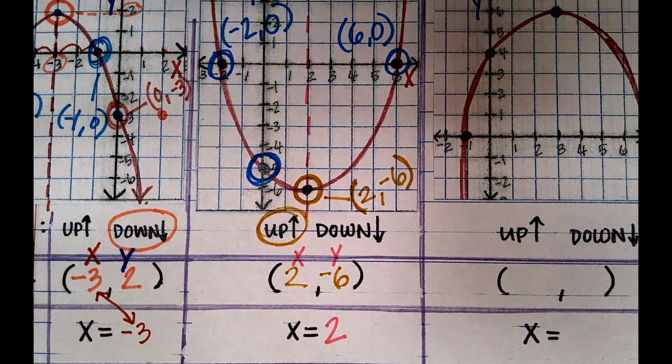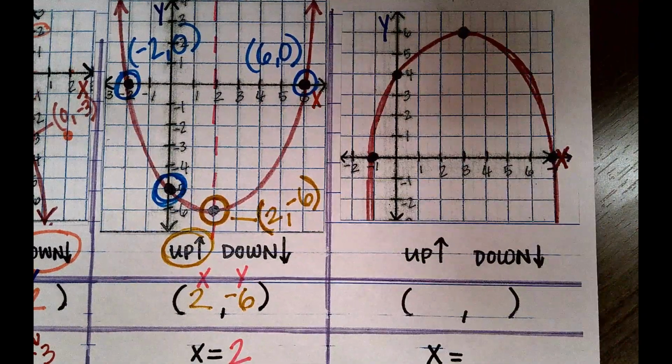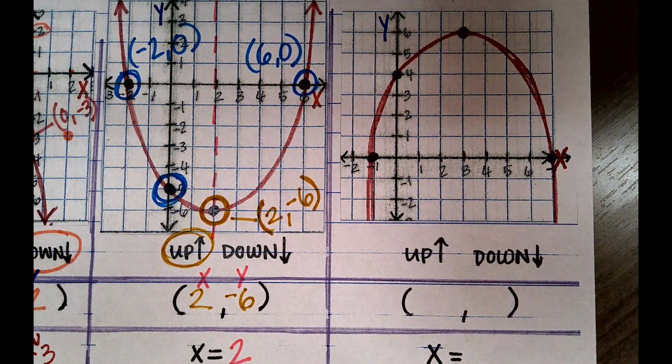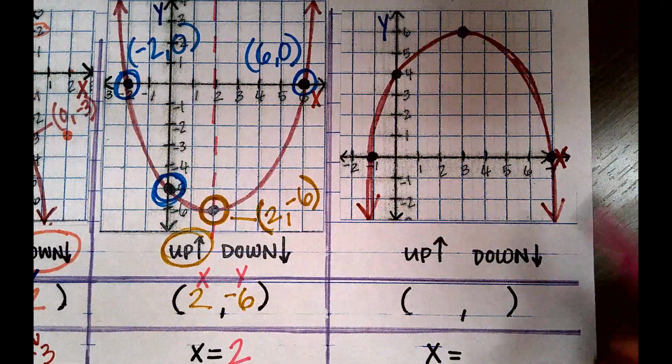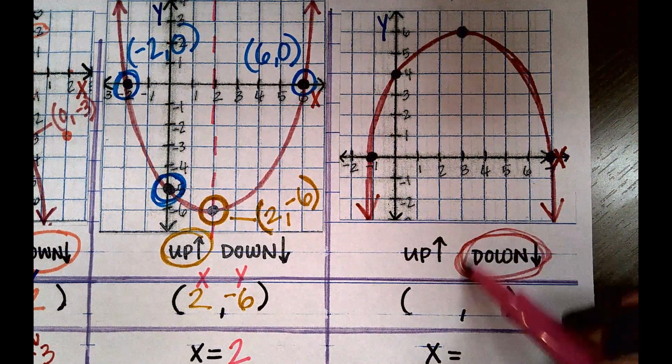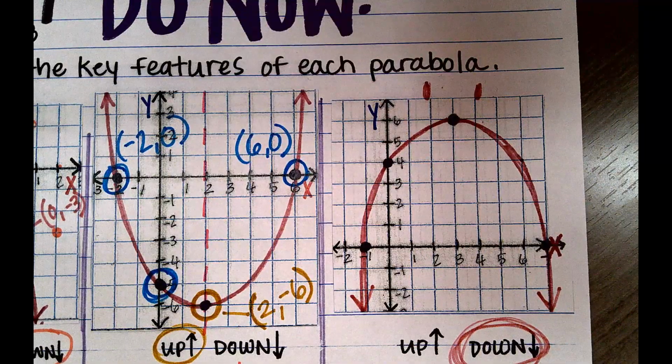Okay. Let's do the third one. You can shout out the first one. Up or down? Down with the frown. Down. It's down. Good. And I forgot the arrows on this one. Sorry, guys. But it is down. Yep, down with the frown. You can make a little face. That's a frown.